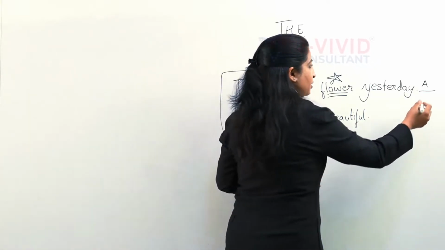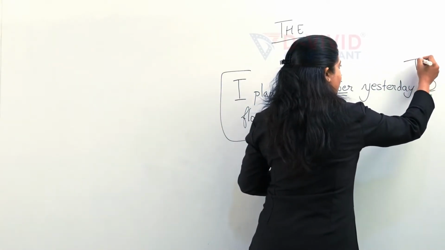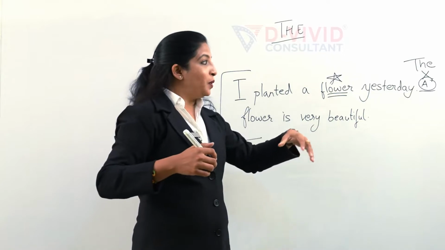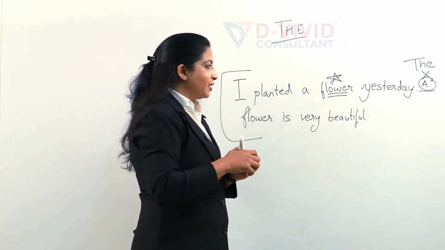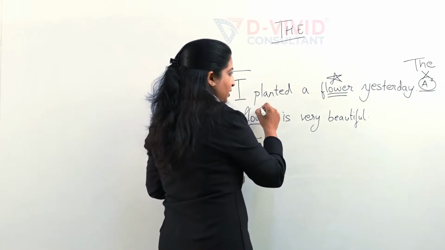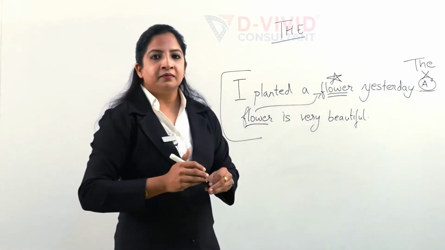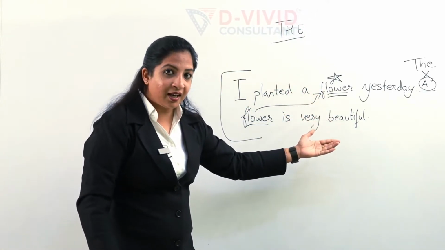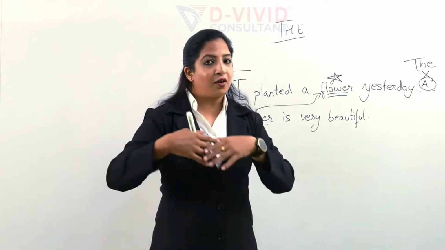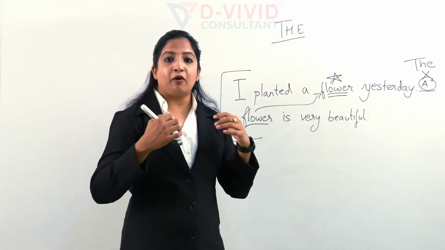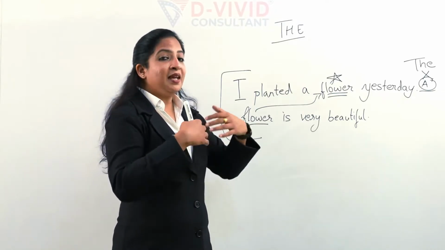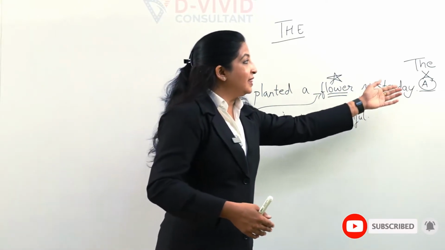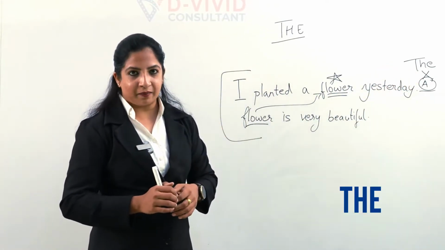So instead of this, when I say the flower is beautiful, which means that I am telling my reader that this flower is this, right? So whenever you are introducing a noun first time to your reader or to your listener, that is done with the help of a or an, and when the same noun is pointed out again in the following sentences, that is done with the help of the.